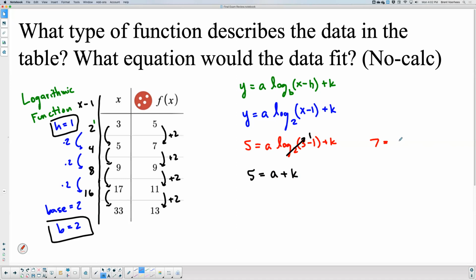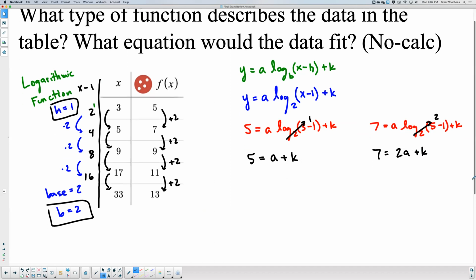So I'll say 7 equals a log base 2 of 5. So that's this 5 going in. Why did I put a 5 there? That's an a. I'm sorry. A log base 2. This is now where I put the 5 minus 1 plus k. 5 minus 1 is 4. So 2 to what power is 4? The answer is 2. I evaluate that log, I get 2 there. So 7 will equal a times 2, or said another way, 2a plus k.